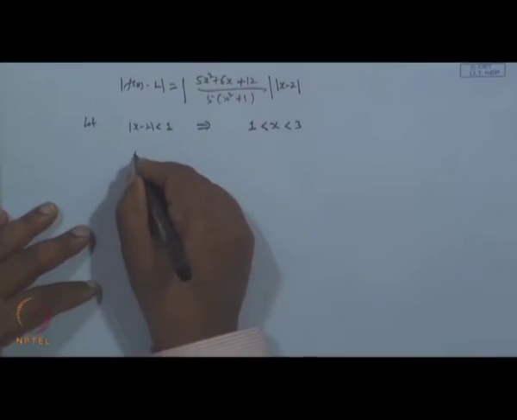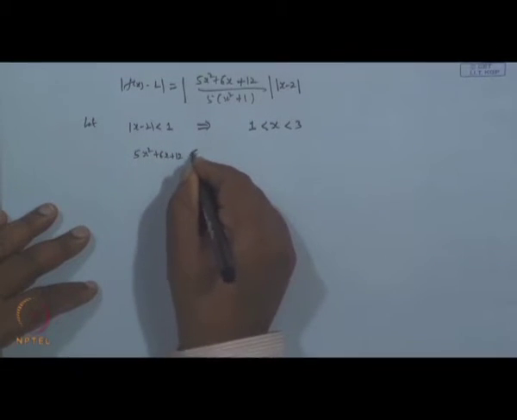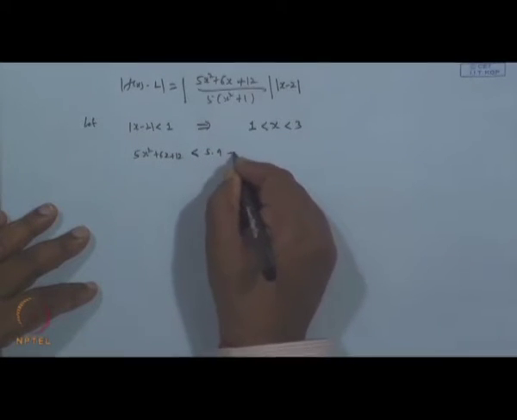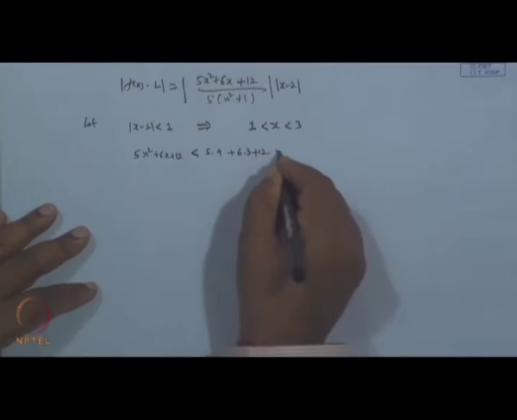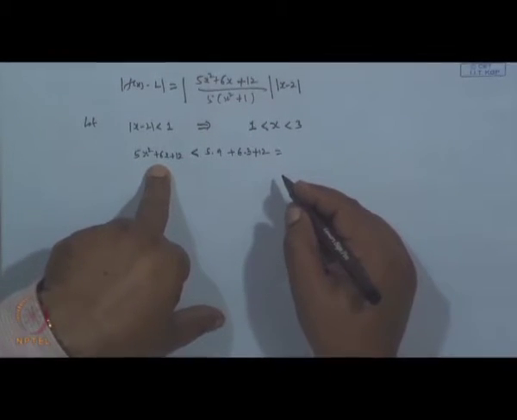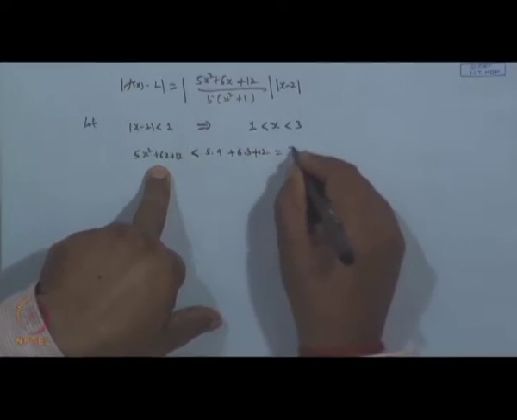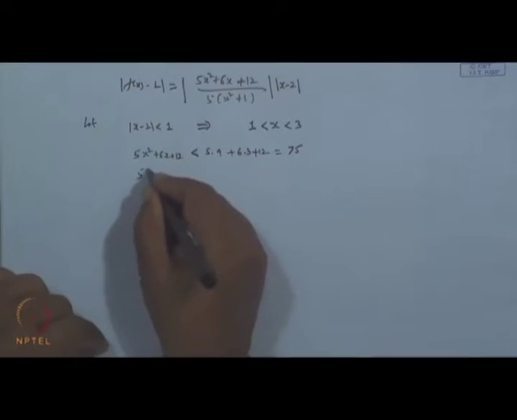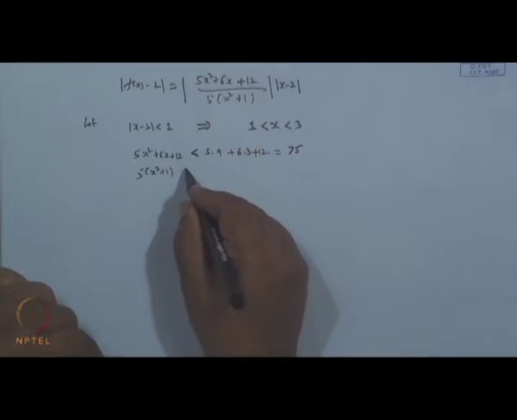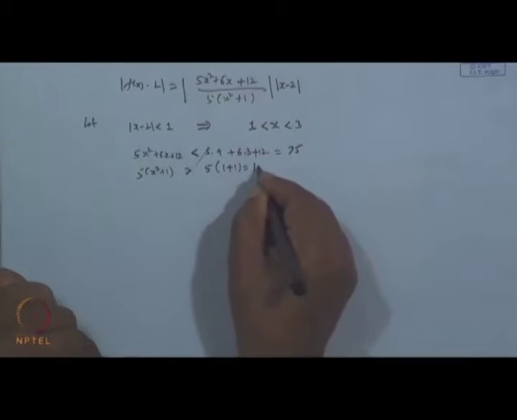So, what will be the upper bound for 5 x square plus 6 x plus 12? This will be less than, with x bounded by 3, 5 into 9 plus 6 into 3 plus 12, and that upper bound we can identify, that is equal to 75. And the denominator is 5 x square plus 1, so write down the lower bound of this. It is greater than 5 into 1 plus 1, that is 10.